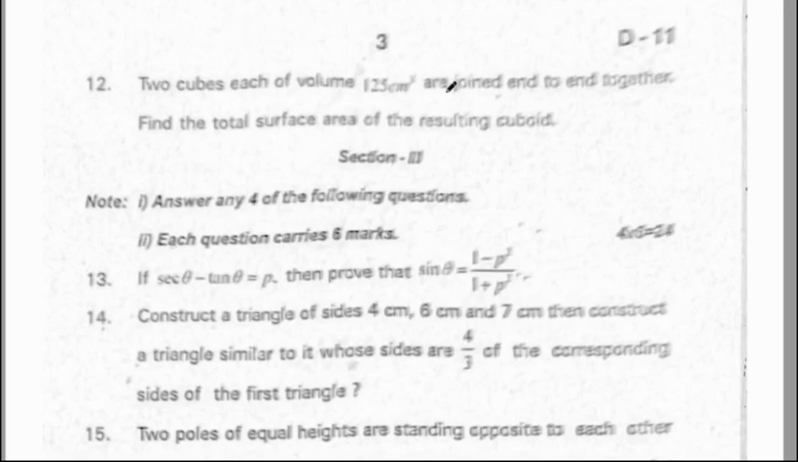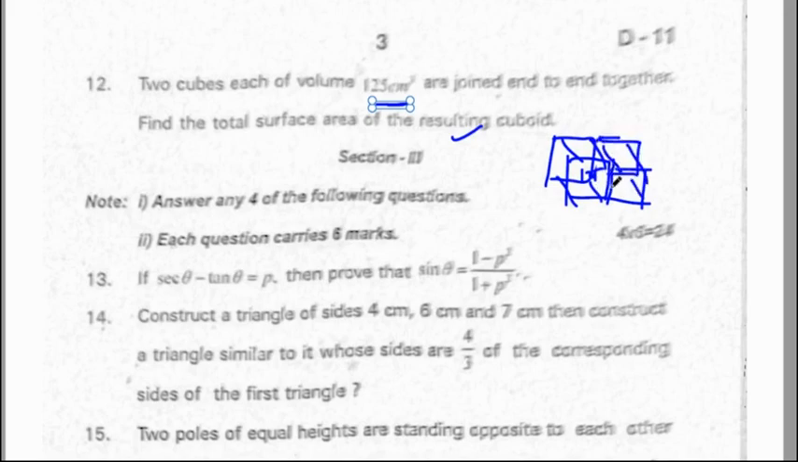12th question: two cubes each of volume 125 centimeter cube are joined end to end together. Find the total surface area of the resultant cuboid. Students, here this is a cube and the volume is given as 125 cube centimeters. So they are joined side by side.